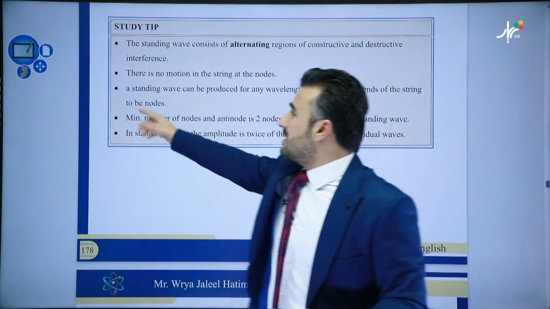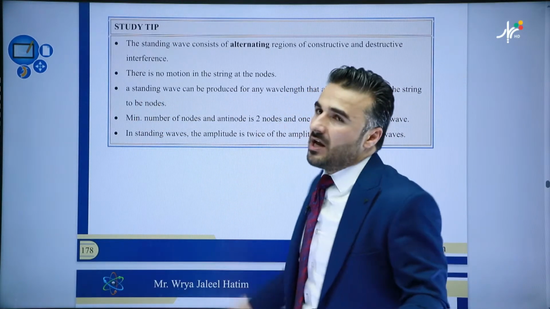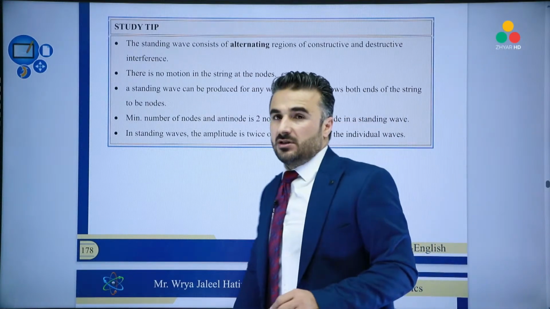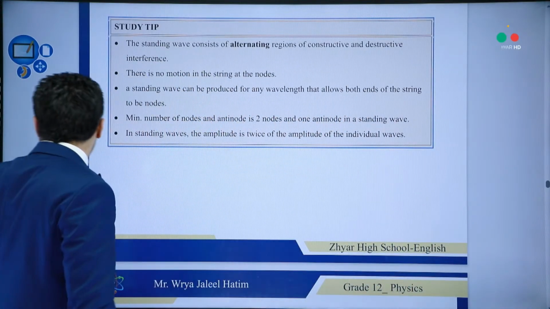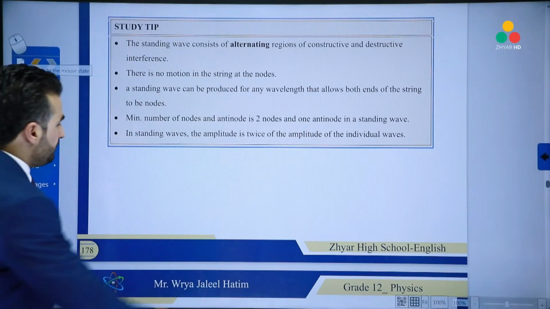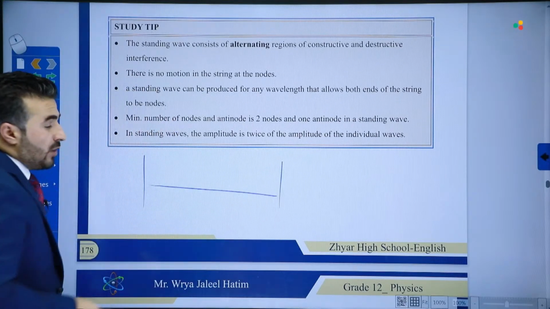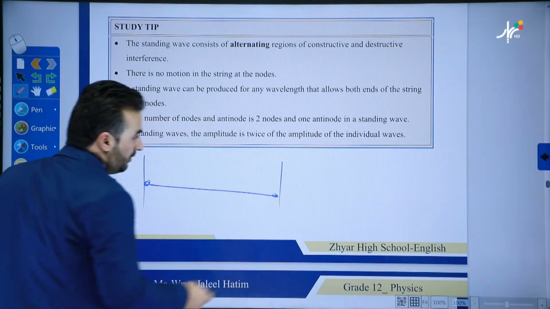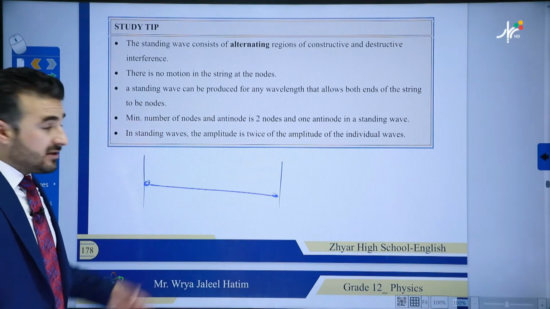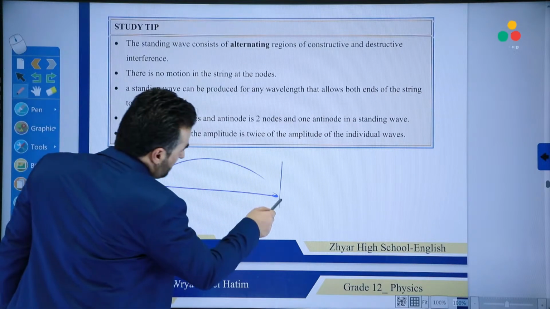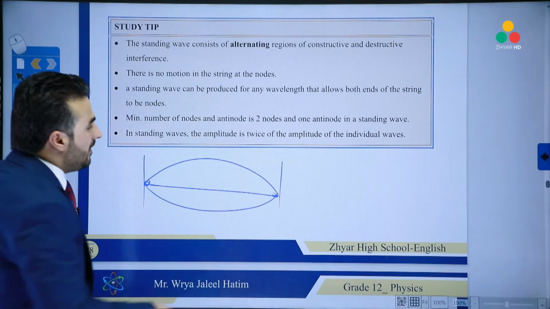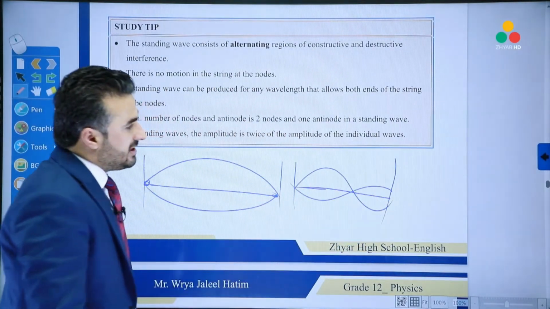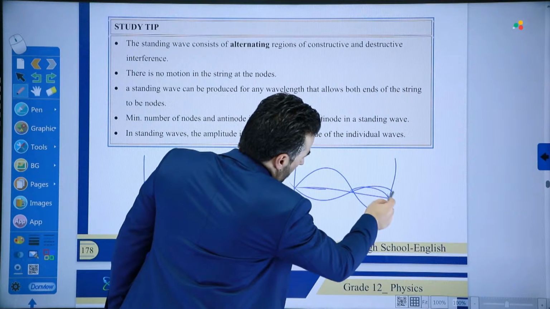Now, another point is a standing wave can be produced by any wavelength that allows both ends of the string to be nodes. What do we mean by this? Let's say we want to have a standing wave. You can have any wavelength to create a standing wave, as long as it allows the two ends of the wave to be nodes. So you can have something like this, that is basically a standing wave. Or you can have something like this.